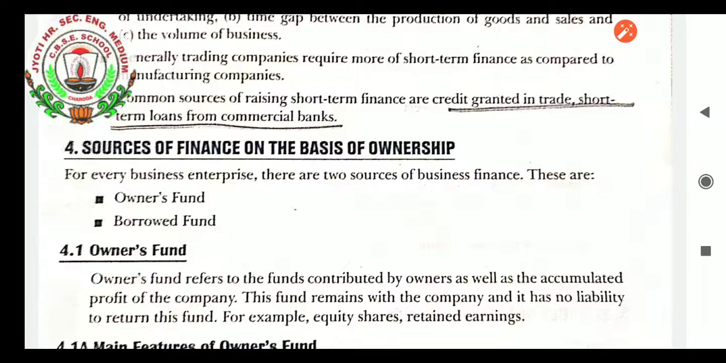So there are two things. One is the owners' capital, the owners' contribution. Second, accumulated capital, the profit of the company. This fund remains with the company and it has no liability to return this fund. For example, equity shares, retained earnings, etc.